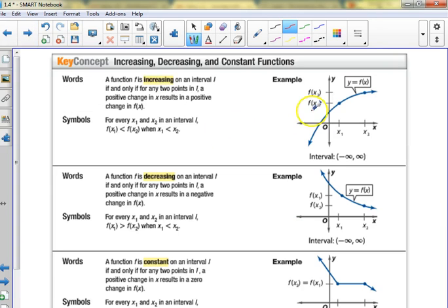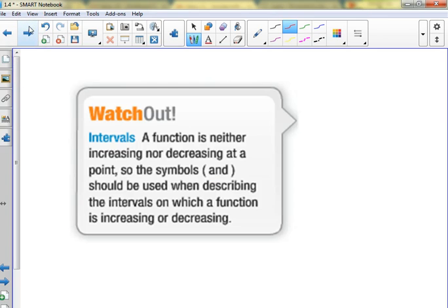All right, so here's a graph that's constantly increasing. Here's a graph that's constantly decreasing. And here's one where it has a constant portion in the middle. It just says always use parentheses because it can't be increasing or decreasing at a particular point.